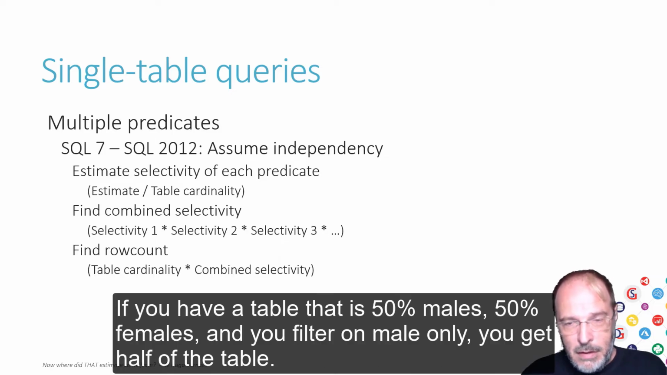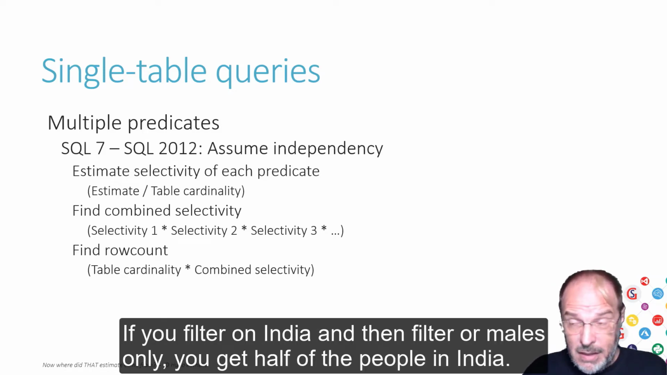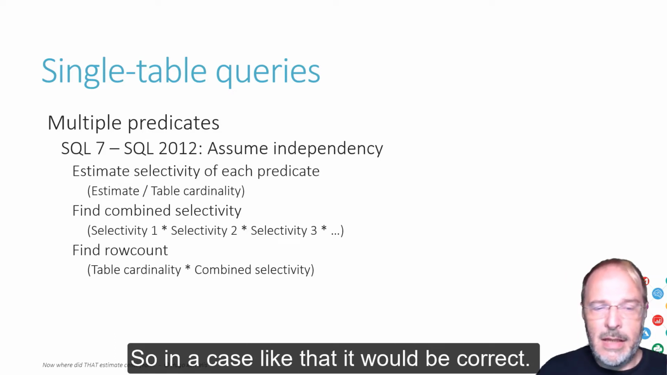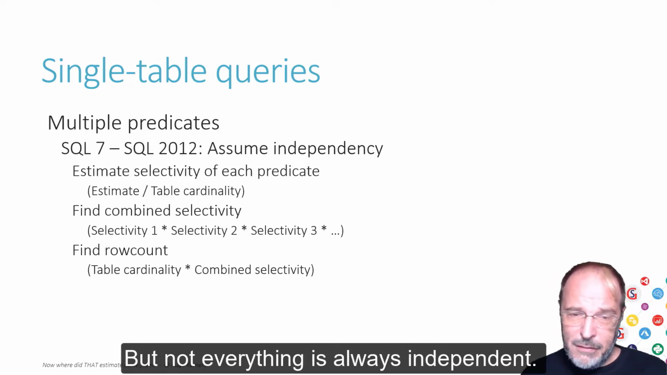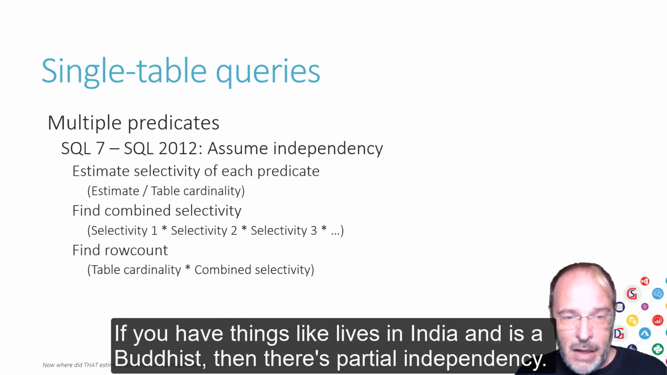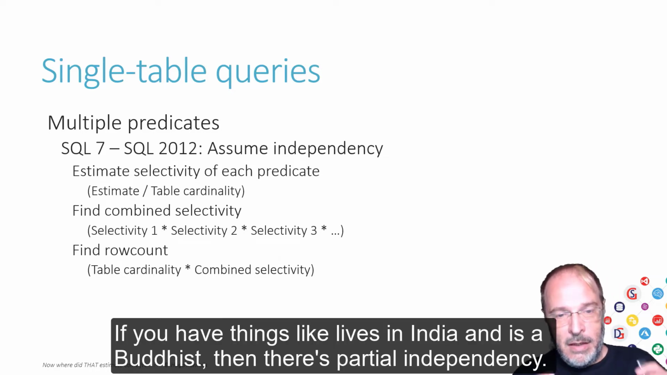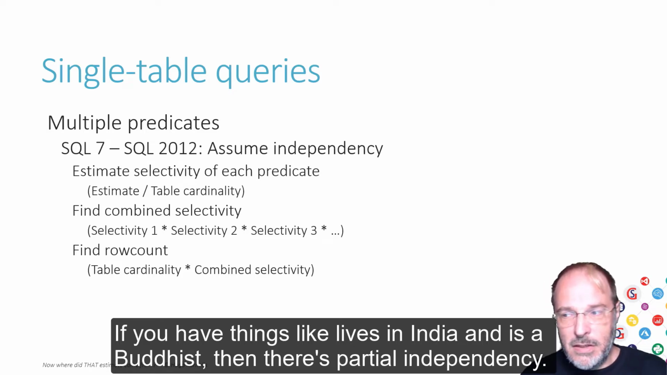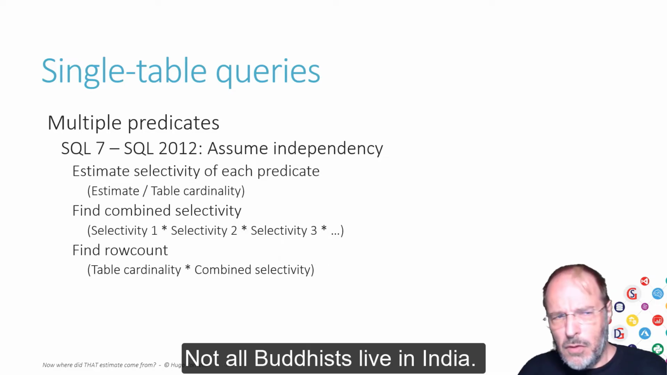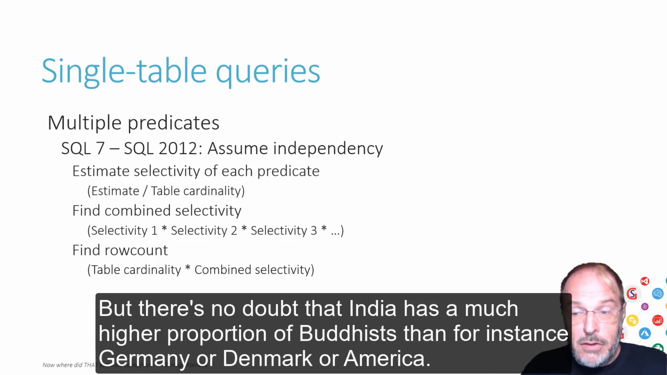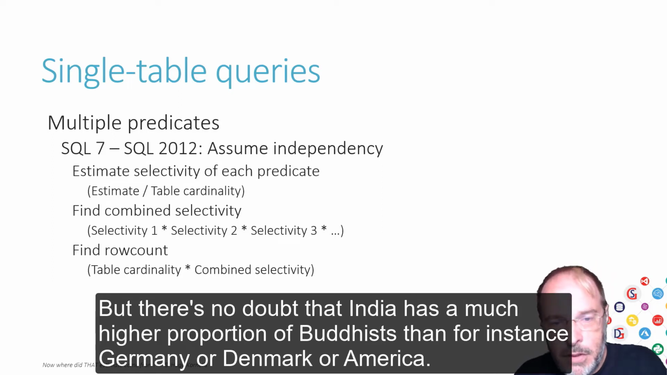If you have a table that is 50% males, 50% females, and you filter on male only, you get half of the table. If you filter on India and then filter on males only, you get half of the people in India. So in a case like that, it would be correct. But not everything is always independent. If you have things like lives in India and is a Buddhist, then there's partial independency. Not all people in India are Buddhists. Not all Buddhists live in India. But there's no doubt that India has a much higher proportion of Buddhists than, for instance, Germany or Denmark or America.